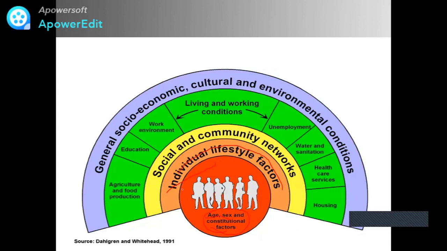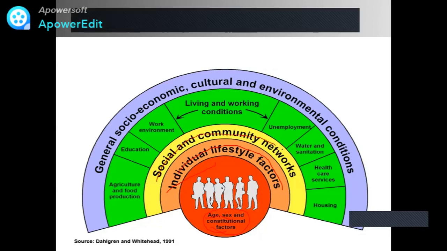Then moving outward in the diagram draws attention to relationships with family, friends, and other significant others within the local community, that is social and community networks. Those are the factors affecting our health according to this picture.